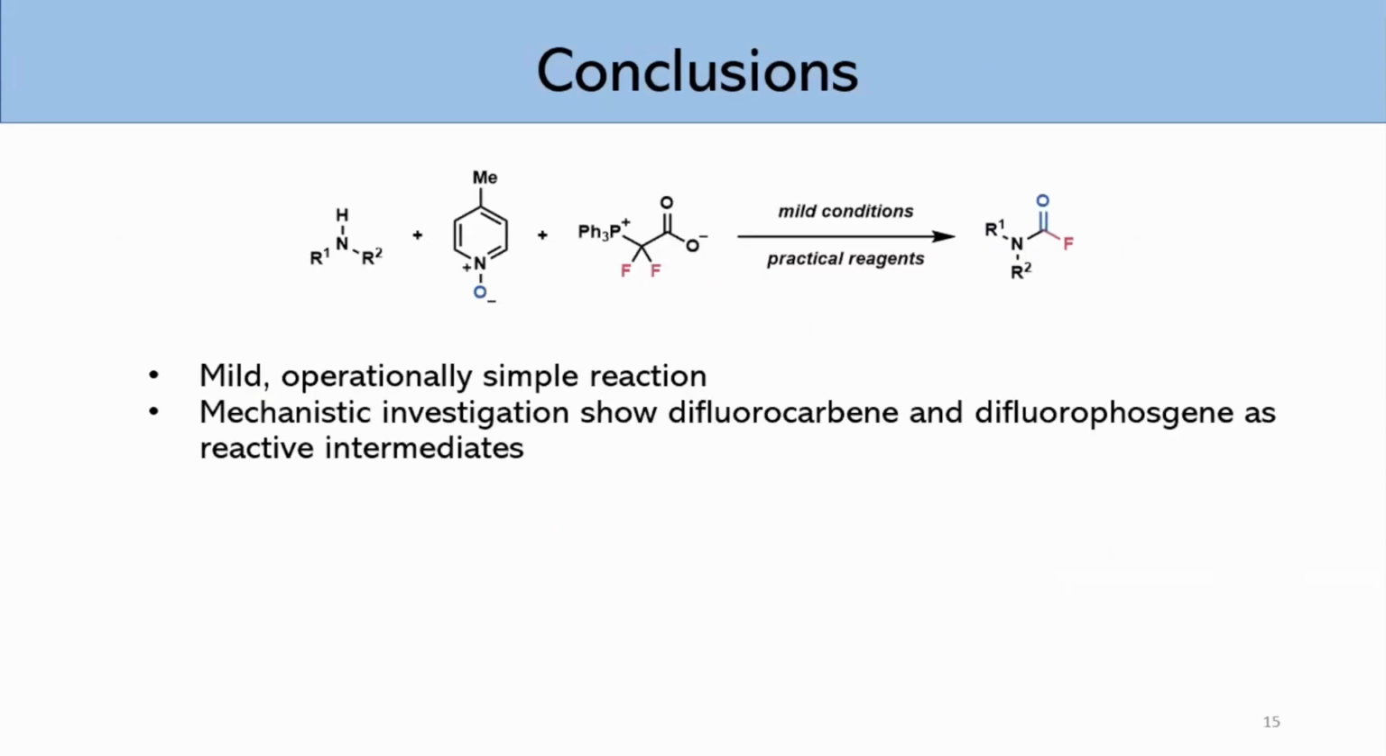So with that, I'd like to conclude that we've developed this really unique difluorophosgene surrogate reactor where we can access carbamoyl fluorides of a broad substrate scope. And we have some mechanistic studies which show that this does go through a difluorophosgene mechanism, and difluorocarbene is the reactive species that is utilized from the PDFA decomposition.